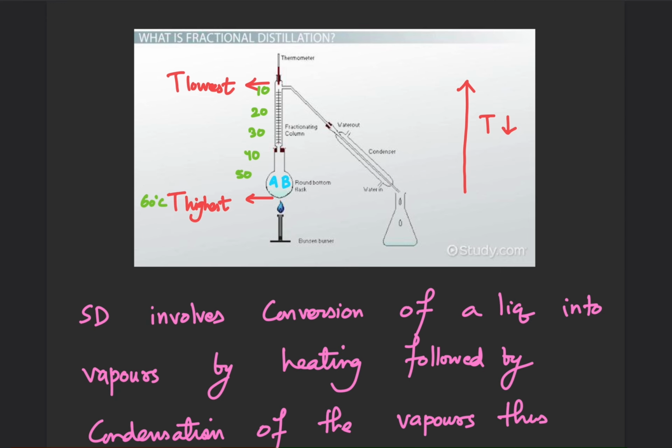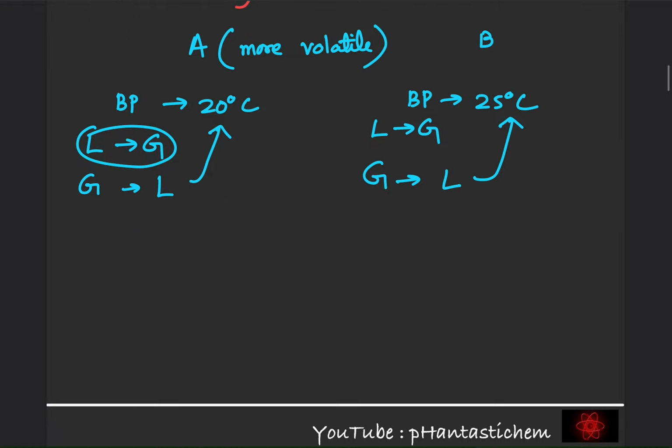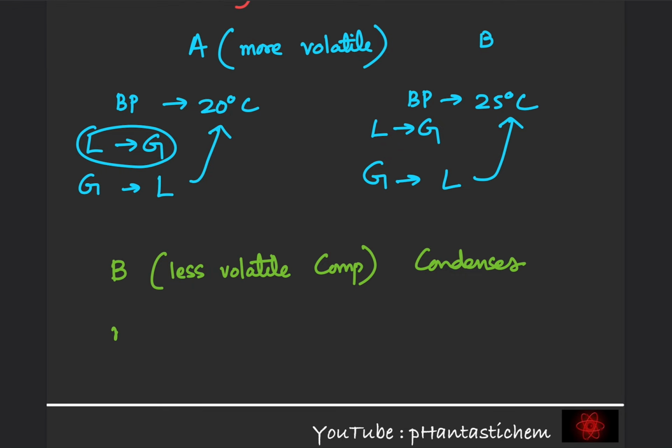So as the vapors travel up the fractionating column, vapors of B, that is the less volatile component, condense more readily than A, that is the more volatile component. Okay, so B condenses more readily than A. Very important. B, or the less volatile component, condenses more readily than A, the more volatile component.